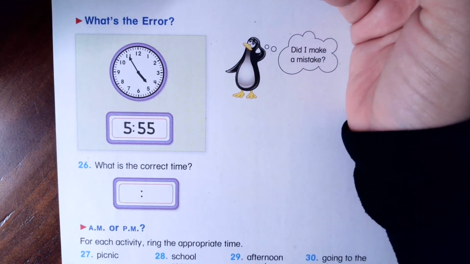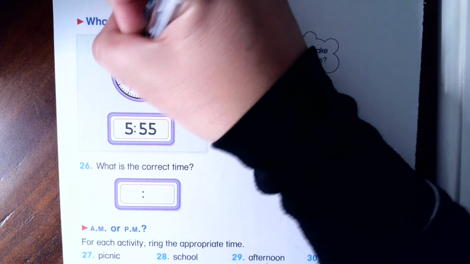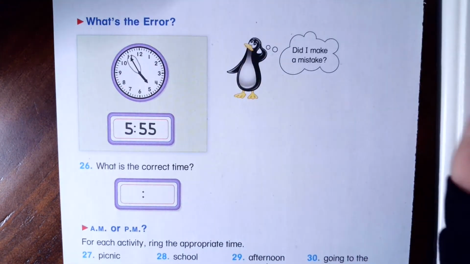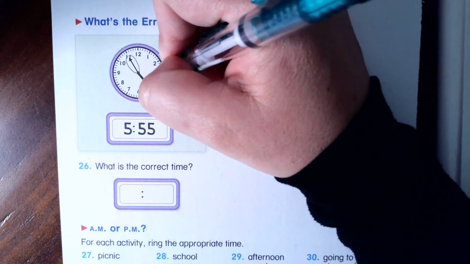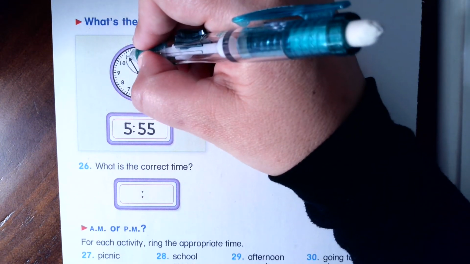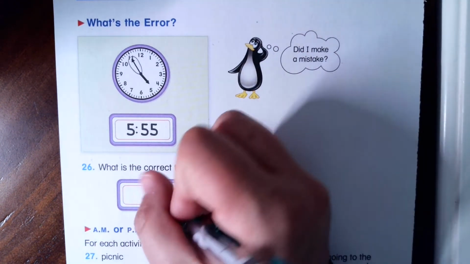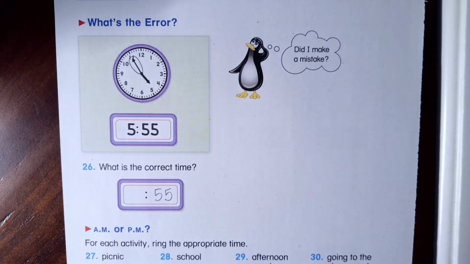Let's start by looking at our minutes. So here's my minute hand and it's pointing directly at the 11. Let's count and see if his minutes are right. 5, 10, 15, 20, 25, 30, 35, 40, 45, 50, 55. So his minutes are right. And that makes sense because the minutes are typically a little bit easier to figure out. The hour hand is where it can be kind of tricky.